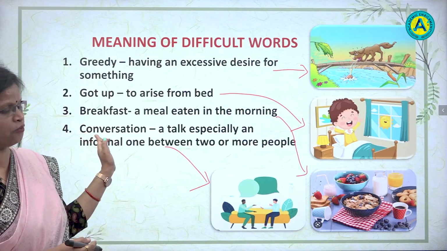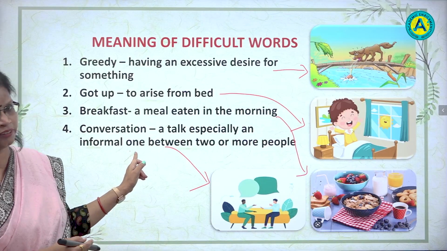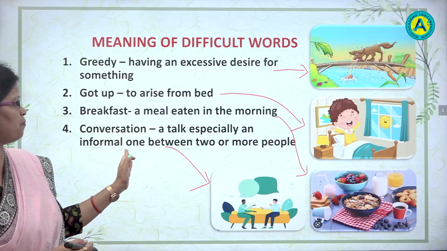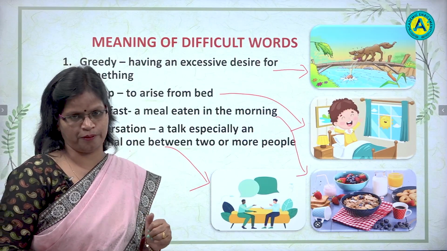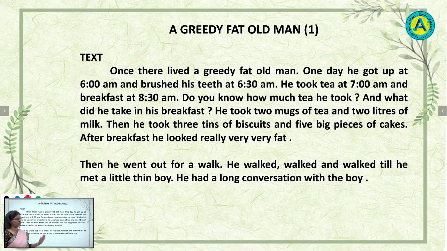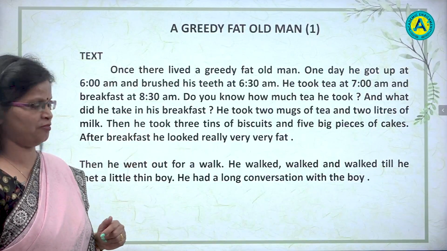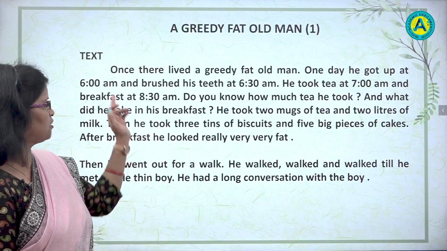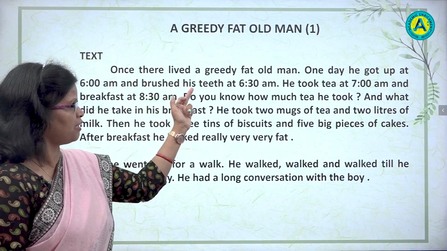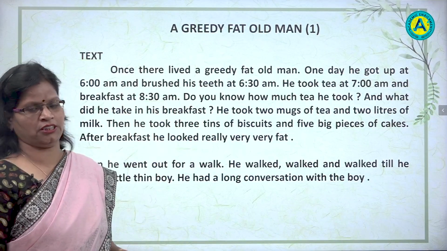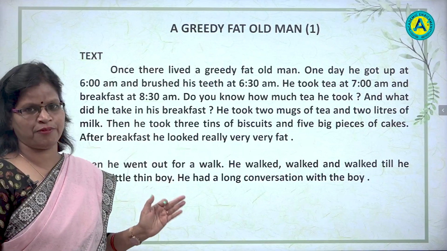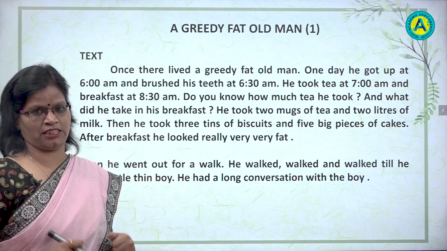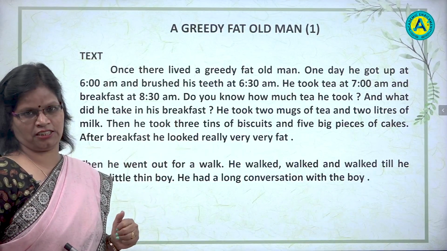Now the fourth one is conversation. Conversation means a talk, especially an informal one between two or more people. Now students, listen to me carefully. I am going to explain this para line by line. Once there lived a greedy, fat old man. Once there lived an old man who was very fat and greedy.